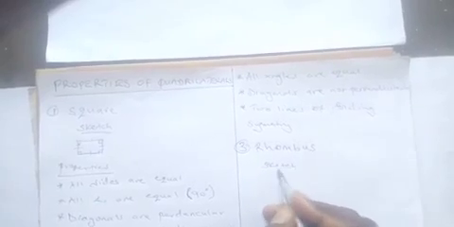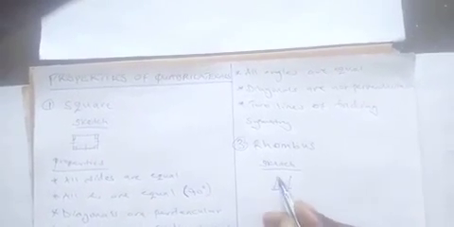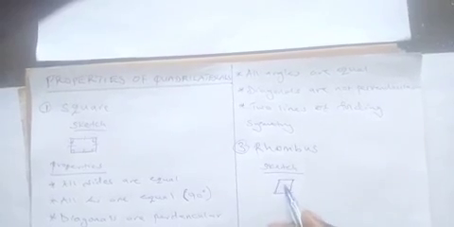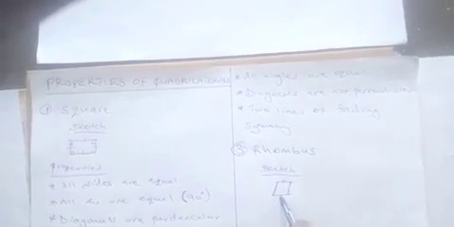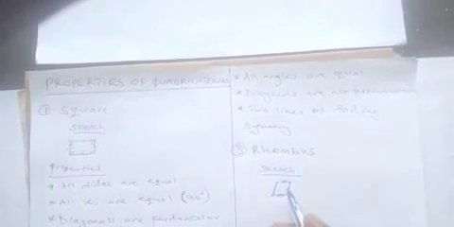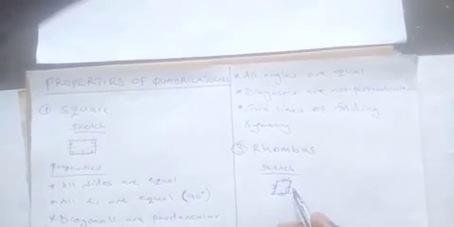The next quadrilateral we are going to look at is a rhombus. Let us look at another quadrilateral, quadrilateral number 3. We want to look at the properties of a rhombus. Let us first look at the sketch of a rhombus. This is the sketch of a rhombus.